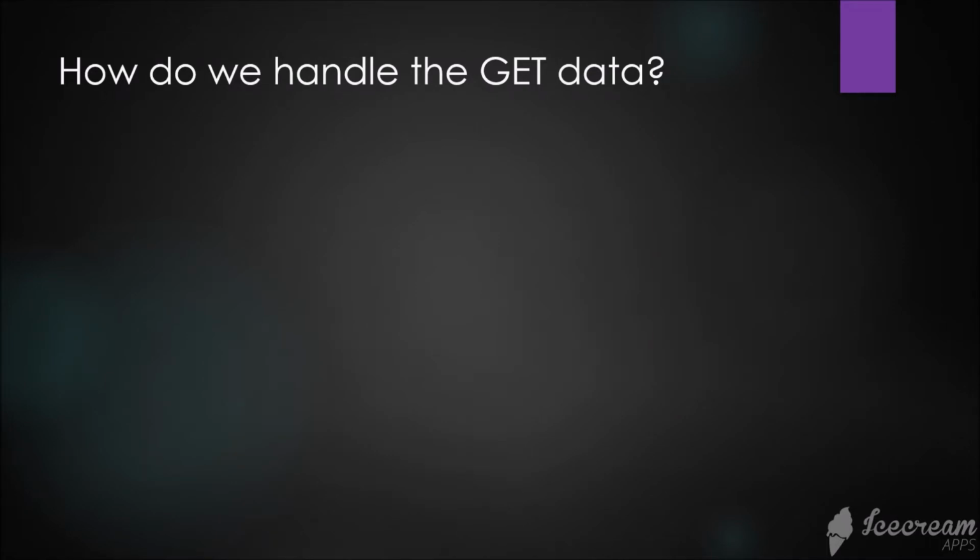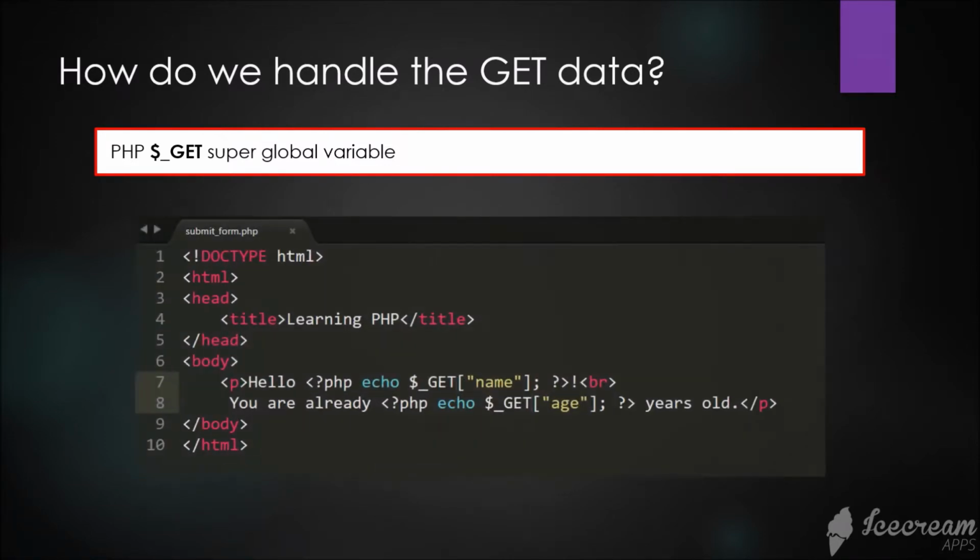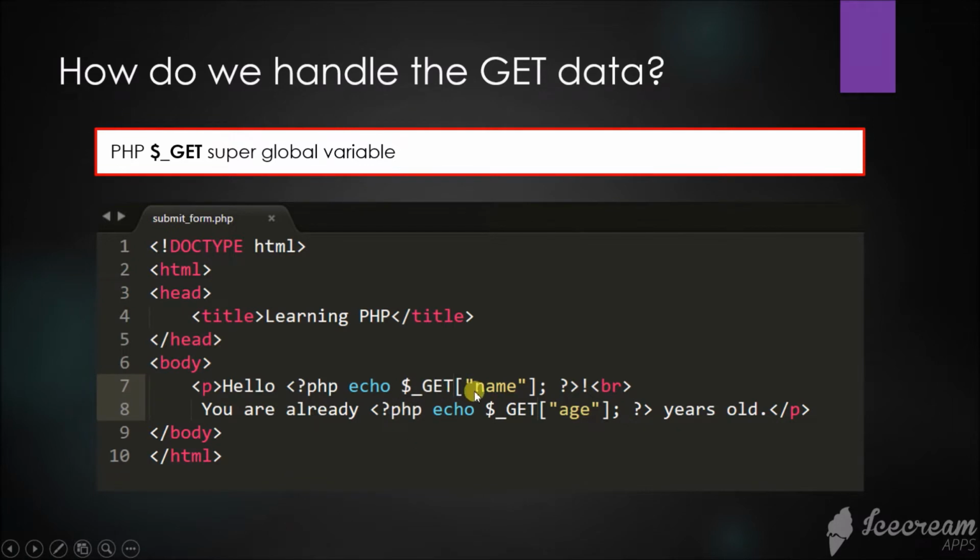Okay, so how do we handle the get data? Okay, so to handle the get data, we're going to use the PHP $_GET superglobal variable. Okay, example, kagaya nito. Since that variable is an array, and just like an associative array, then we can access it through having a square bracket, then the index. Okay, so we have here yung index ng name at saka yung age.